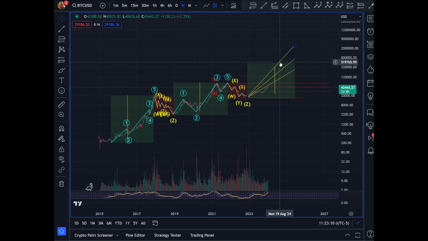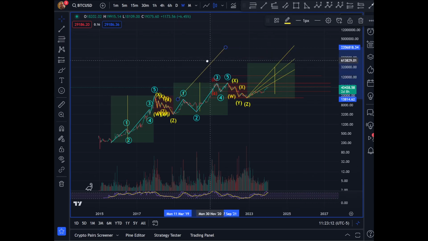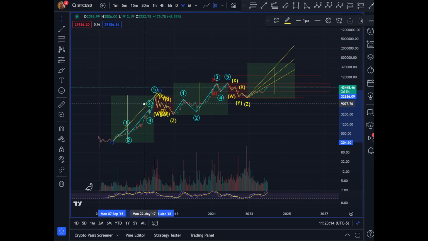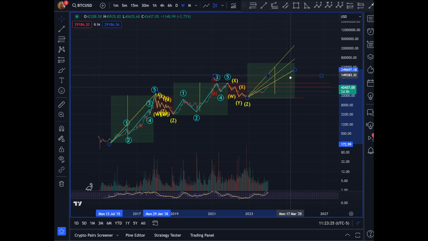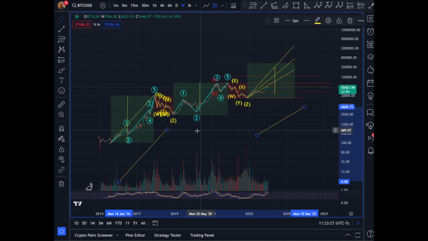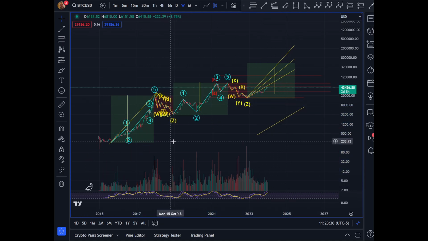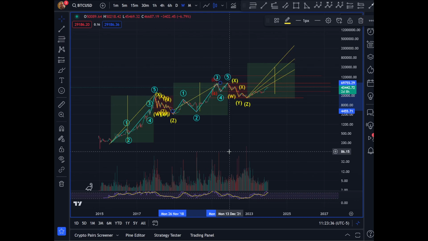I'm going to use control on my keyboard and duplicate this. Take a look at this line. You can see that the angle matches up perfectly with the last bull run. Actually, that's duplicating a duplicate here. Let me delete that one. Take this line. You can see that the angle matches up perfectly with the previous bull run. Not the previous, but the one we just had.